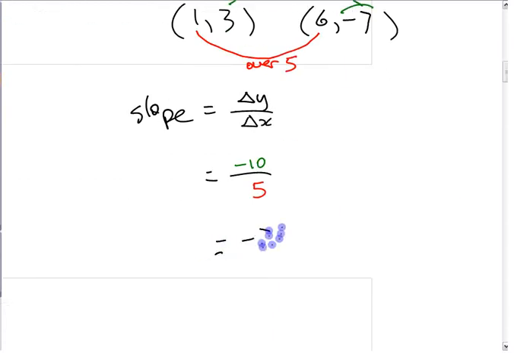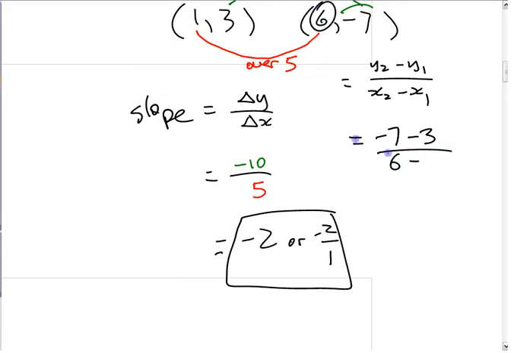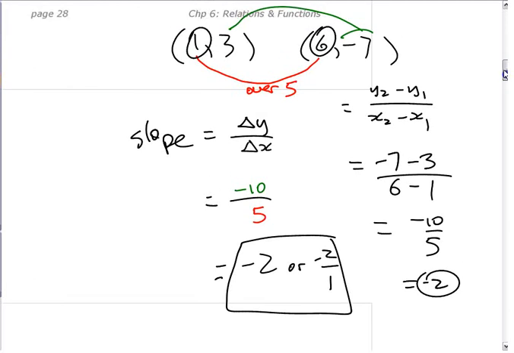Slope is negative 2. Negative 2 is the same as saying negative 2 over 1. Usually you just say negative 2. If you want to use the formula that says y2 minus y1 over x2 minus x1, you can do that because you can just say y2 is negative 7, y1 is 3, x2 is 6, x1 is 1. Negative 10 over 5 gives you the same thing, right? Negative 2. However you want to figure out slope is fine with me. Okay?